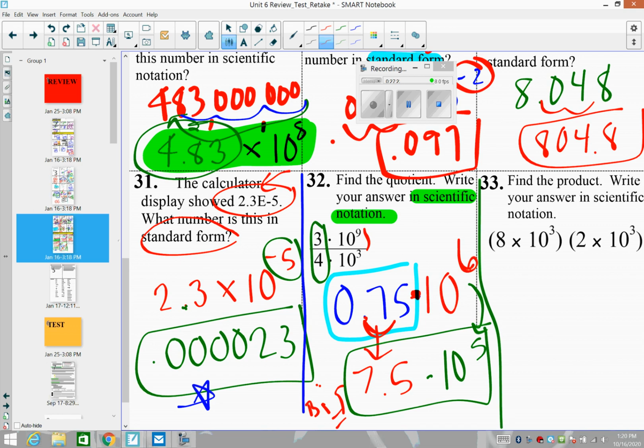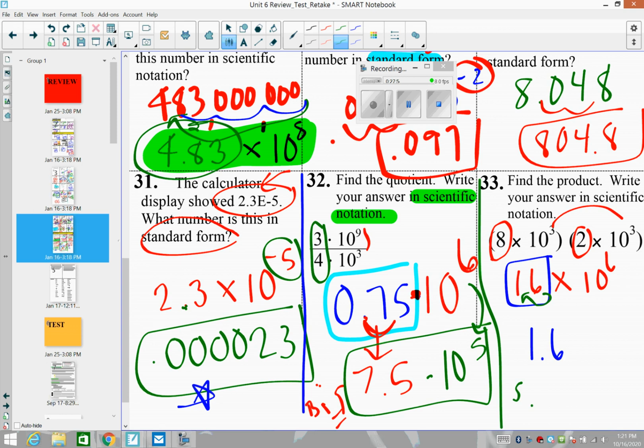Find the product, write your answer in scientific notation. So the product would be multiplying these 2 coefficients out front, which is 16, times 10 to the, add the exponents, 6th power. Now, this 16 doesn't fit in the scientific notation bank. The bank only fits $1 to $10. It's too big, so we need to make it smaller so it fits. So 1.60, imaginary placeholder there. We took the decimal and made it smaller. If we make the coefficient smaller, we do the opposite on the exponent. We make the exponent bigger. So 1.6 times 10 to the 7 is now in scientific notation.